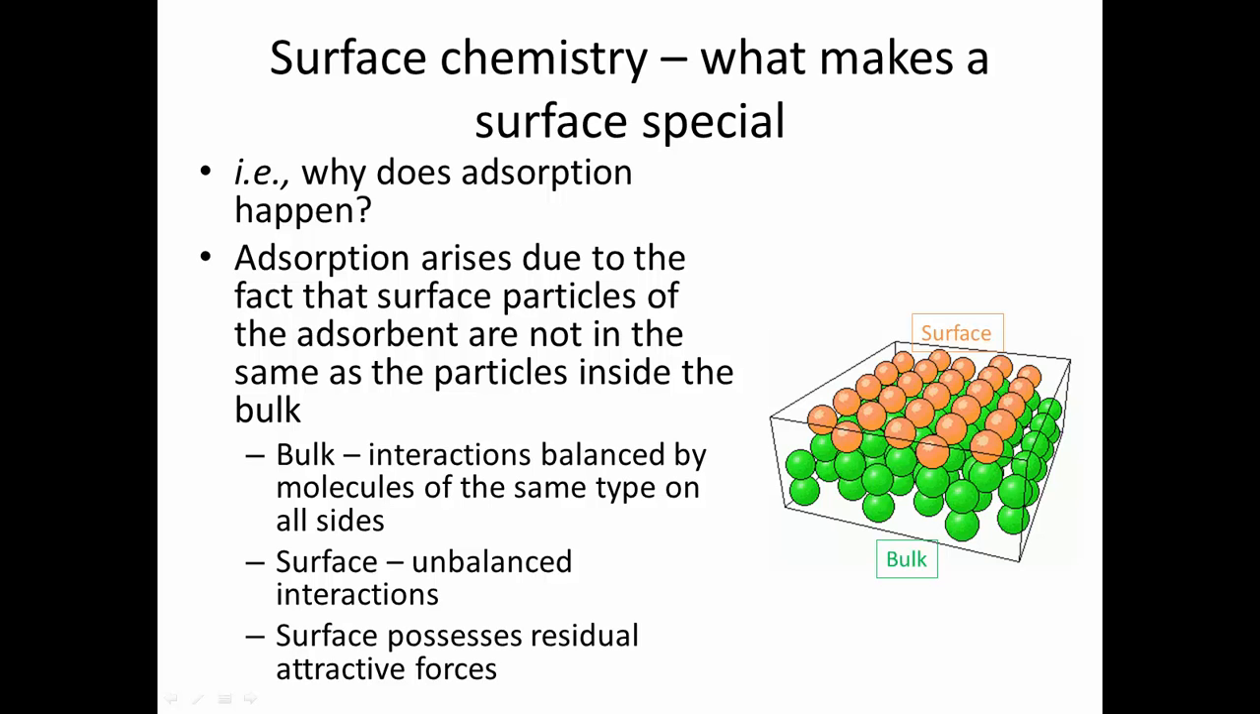We discussed adsorption, which of course, as you know, is different from absorption. Adsorption is attachment to the surface by some interaction, whereas absorption is actually penetration into the bulk material. And you can see the surface here on this little diagram is represented by orange spheres, and the bulk material underneath is represented by green spheres.